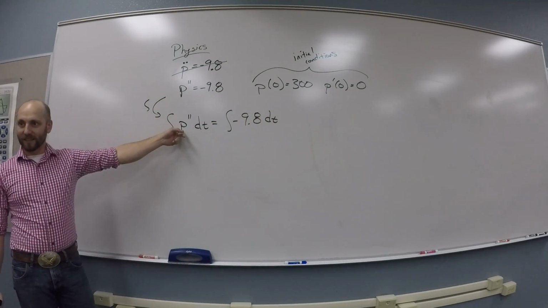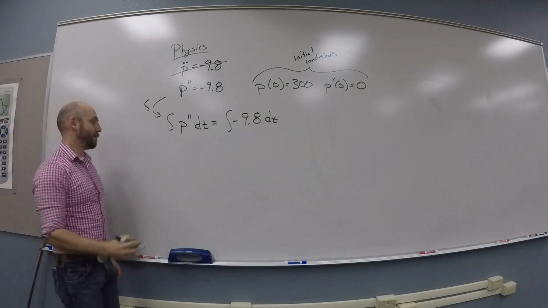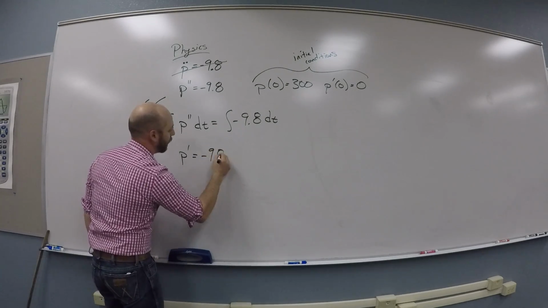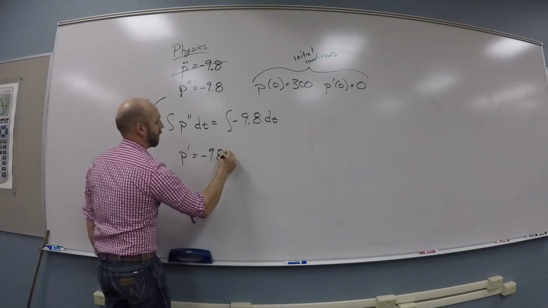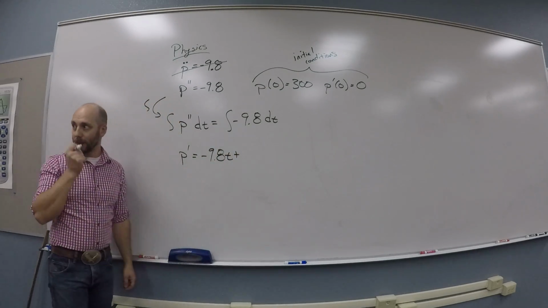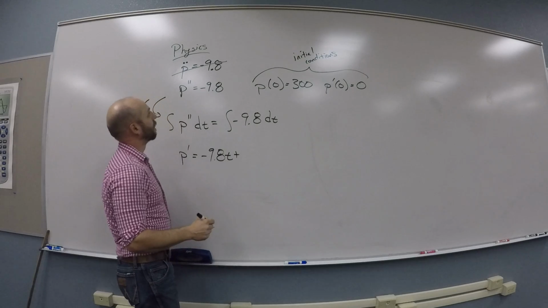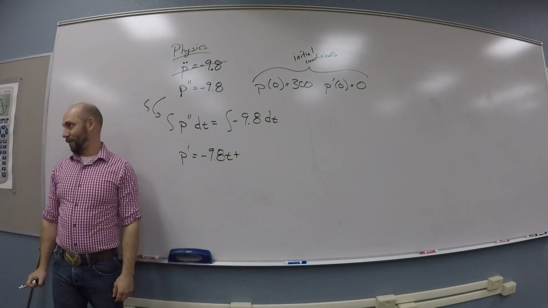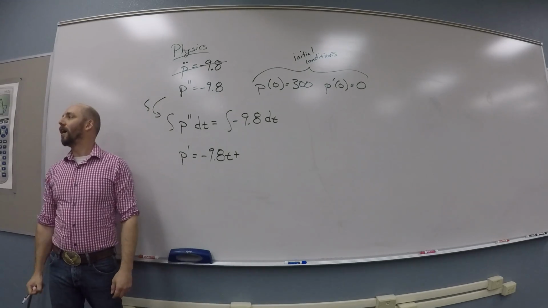After you eat one of the D's off of P double prime, what do you got? You got P prime. P prime is minus 9.8 t plus a constant, because we're integrating with respect to t. So why t? Physics. Right, it stands for time in this case.